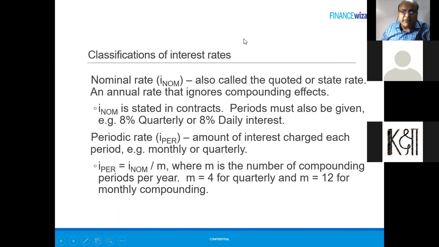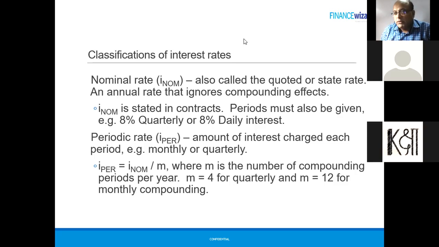So the interest rate can be classified as nominal rate, periodic rate, and effective rate. What is nominal rate? Nominal rate is also called the quoted rate or the stated rate. It is an annual rate that ignores the effect of compounding. So nominal rate is stated in the contract. It's only the rate that is written on the document. It is not used in calculation. Period must always be given.